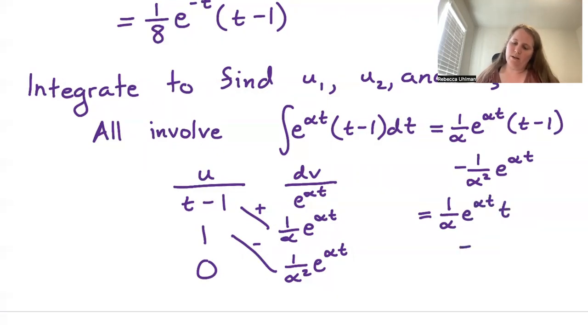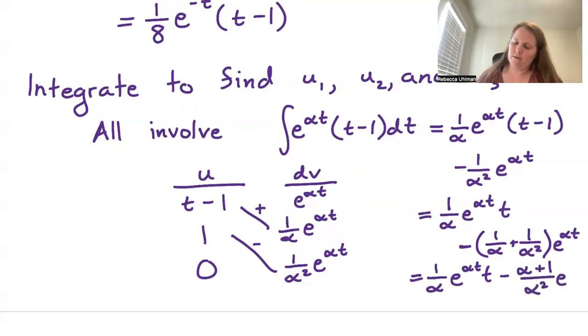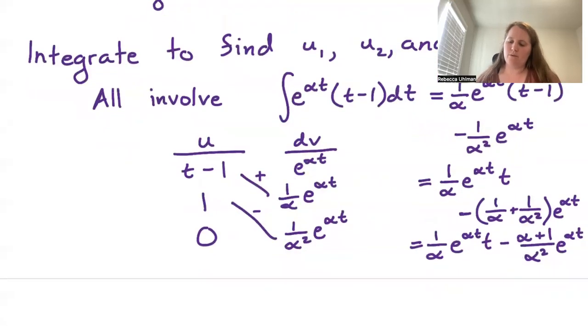And then we have minus 1 over alpha plus 1 over alpha squared times e to the alpha t. Or in other words, 1 over alpha e to the alpha t times t minus alpha plus 1 over alpha squared e to the alpha t. And then of course we have our plus c.